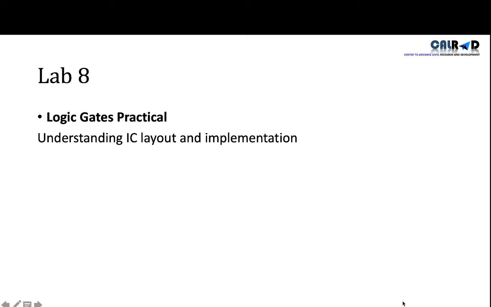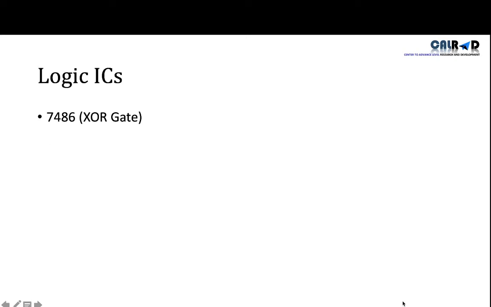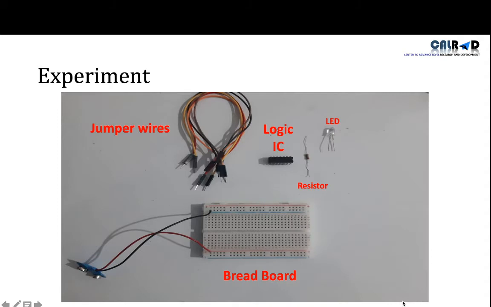So from next week we will be using Proteus, and for today we will do our last experiment, which is on the XOR gate. The IC that is used for the XOR gate is the 7486 IC. So this is the experiment.